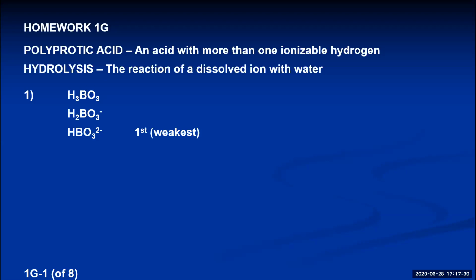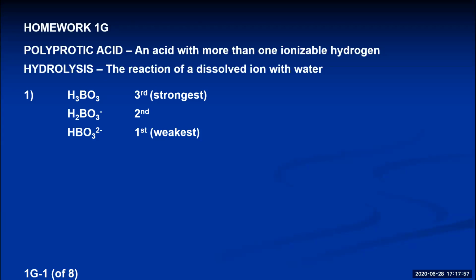So therefore, the most ionized form, the HBO3 2-, will be the weakest acid, and then the H3BO3, which has all of its hydrogens attached, its initial form, that's going to be the strongest. The H2BO3- will be the one in the middle.